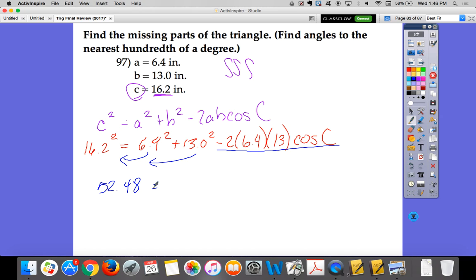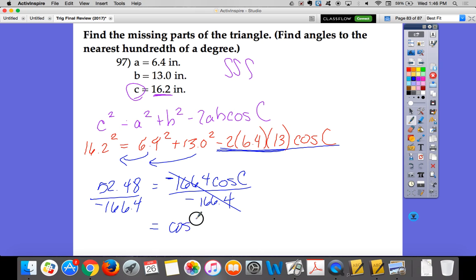52.48. Now I need to get this value here. So negative 2 times 6.4 times 13 is negative 166.4 cosine C. All right, let's divide. Now, these cancel, and this is going to give me cosine C. I'm not going to rewrite that. That means I've got to do the inverse cosine of this fraction right here.